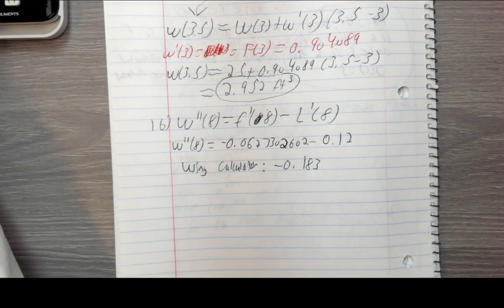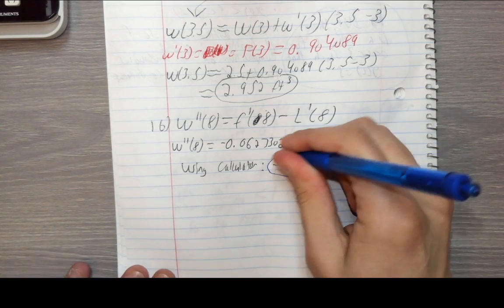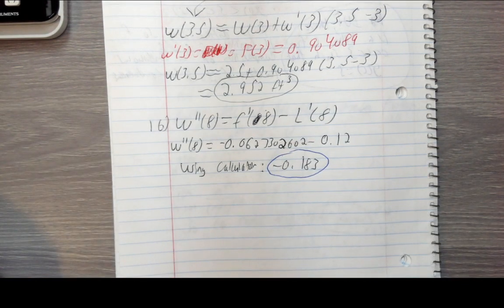So this is your first part. If this was graded out of 4 points, you got 2 of them. You got half the points. The second point is we have to actually evaluate this in the context.